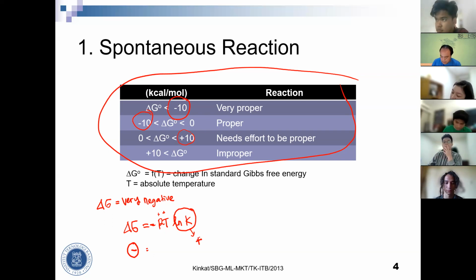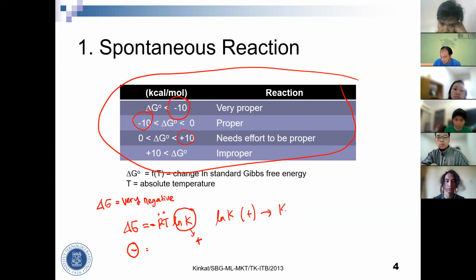So ln K must be positive. What does it mean? If ln K is positive, it means that the K is higher than 1 or lower than 1? Higher than 1. That is the property of the logarithm.